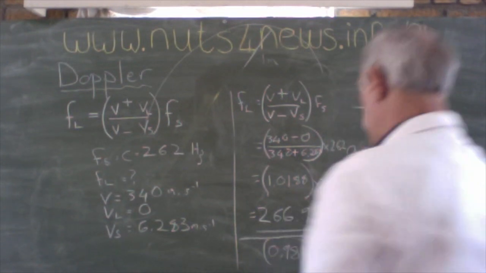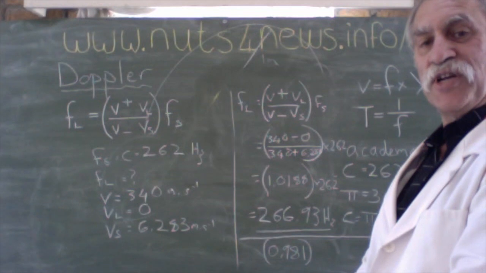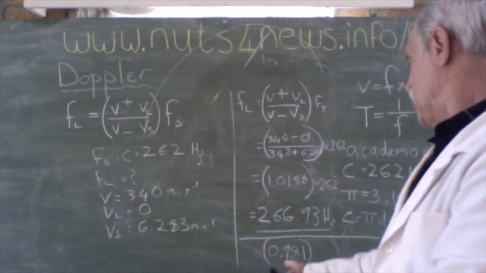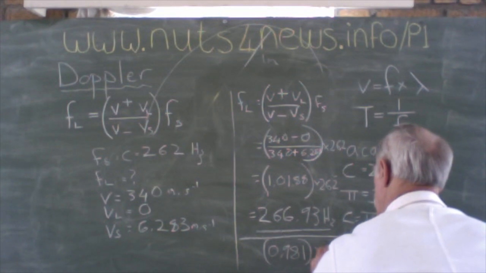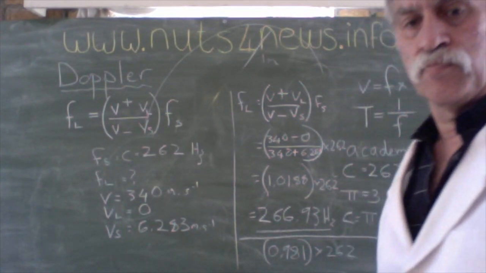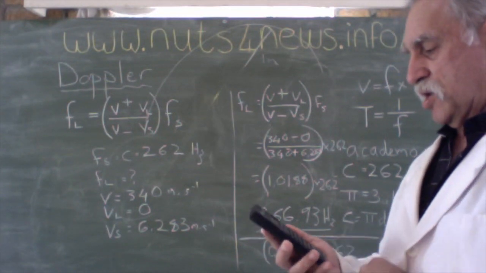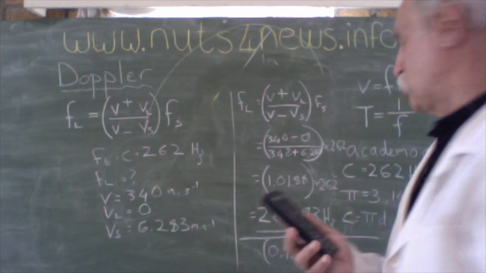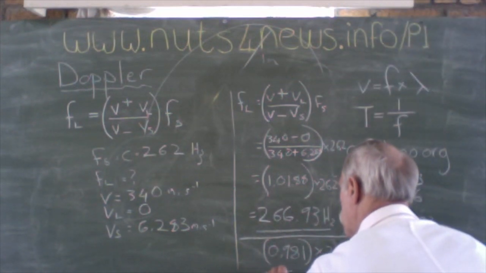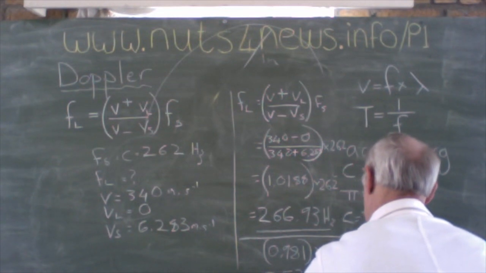Now here the fraction comes to 0,981. Do you see that all of that stuff in brackets is just going to make it a little bit more or less than 1? When it's moving away from us, less than 1, times 262. So times 262 equals 257,25 hertz.